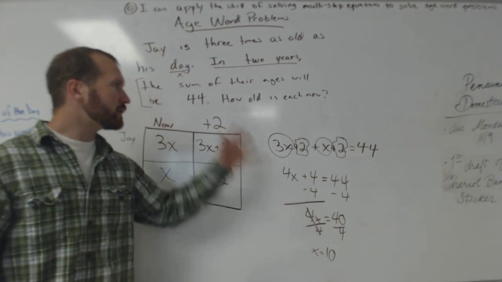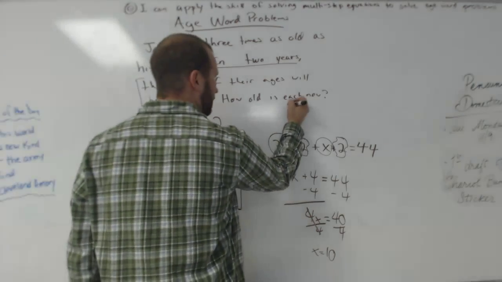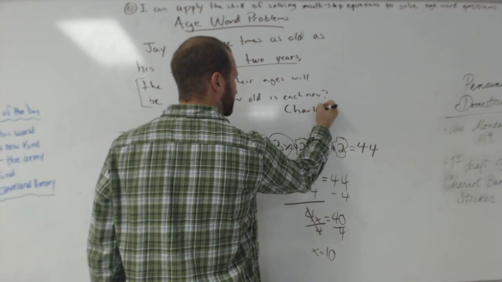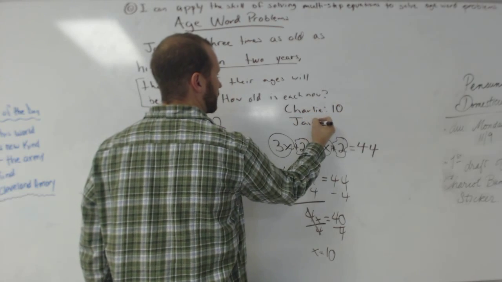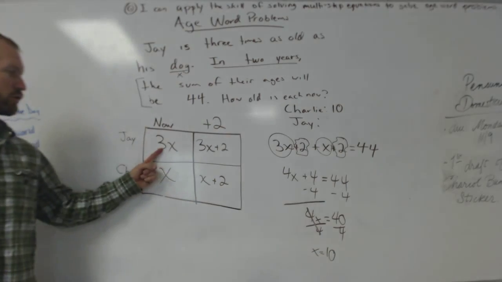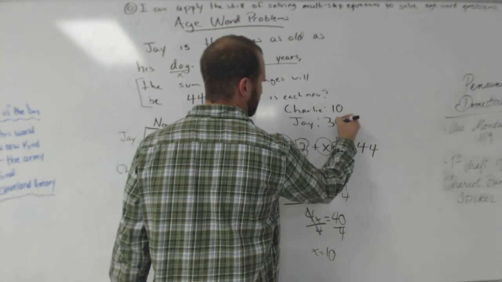No, wait. Not done. This was a word problem. That's just Charlie's age. Charlie is 10. How old is J? 3 times 10, he's 30.